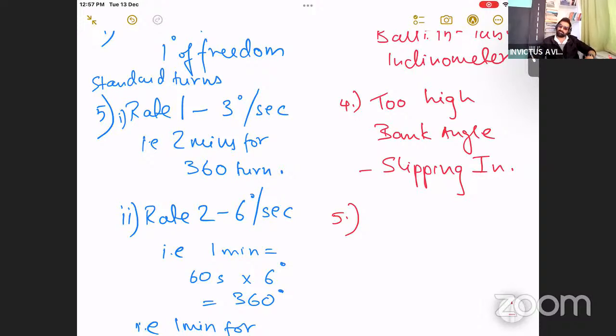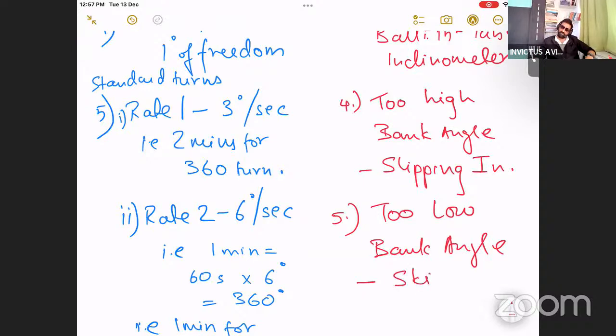Too high bank angle, slipping in, and the last point, too low bank angle. Too low bank angle, slipping out or skidding out? What is the correct answer here? Sen? Slipping in or skidding out? Skidding out. Or slipping out? Skidding out. Very good. Skidding out.